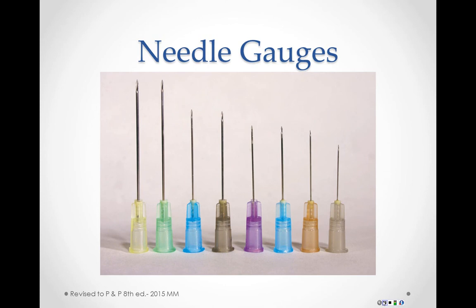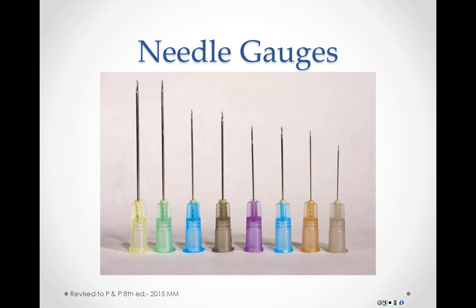The needle gauge is expressed as a number and describes the diameter of the needle. The smaller the number, the larger the diameter. The larger the number, the smaller the diameter. Yes, it is counterintuitive. The gauge of the needle is selected based on the viscosity of the medication.